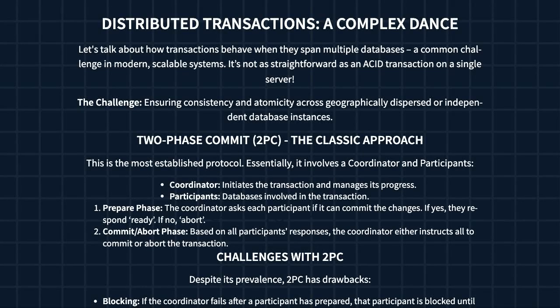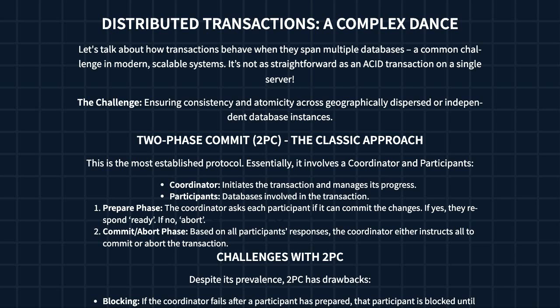Okay, so let's dive into how transactions work when they're spread across different databases. It's a really interesting area, and it gets more complicated than you might think. The core problem is ensuring atomicity across multiple systems, so that if one database part fails, the whole transaction rolls back. The traditional approach is called two-phase commit, or 2PC. Basically, there's a coordinator who asks each database if it can complete its changes and then tells them all to either commit or abort.